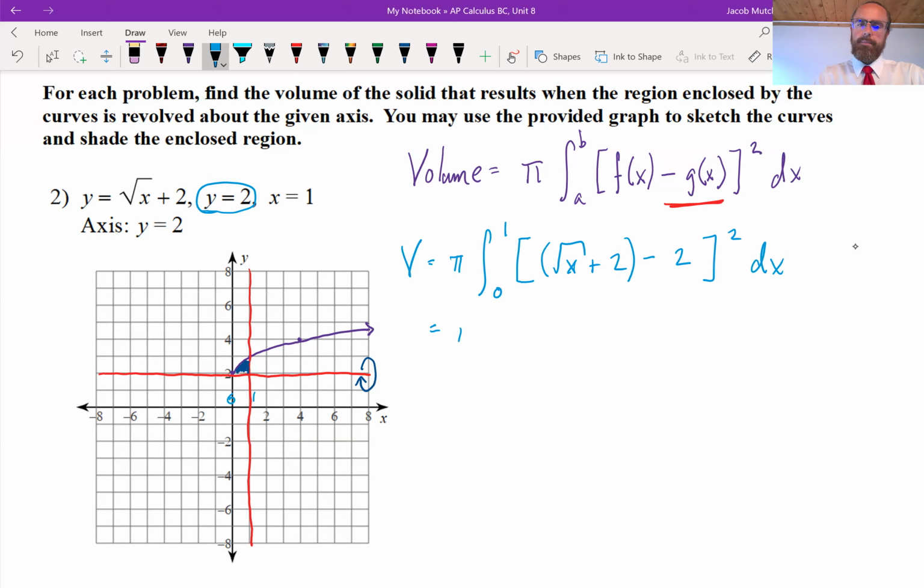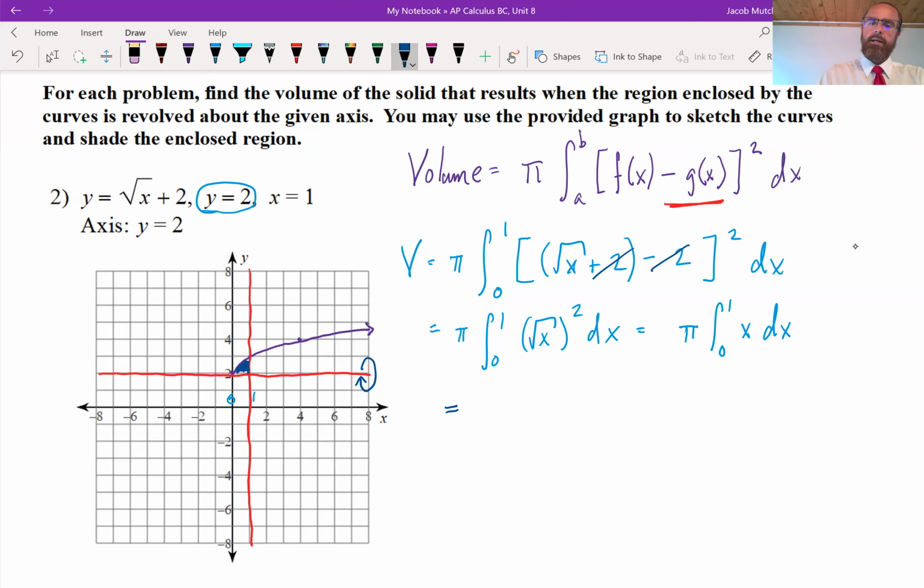For the reduction, it's going to be pi times the integral from 0 to 1. Now, if I combine these two functions, square root of x plus 2 minus 2, all that's going to happen is my 2's are going to cancel. So I'm just left with the square root of x, squared, dx. And that's going to simplify down to pi times the integration from 0 to 1 of x dx. So now we're ready to integrate. The pi will stay. Integration of x is 1/2 x squared. And then we're going to evaluate from 0 to 1.